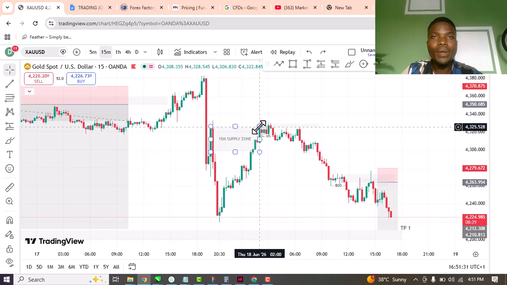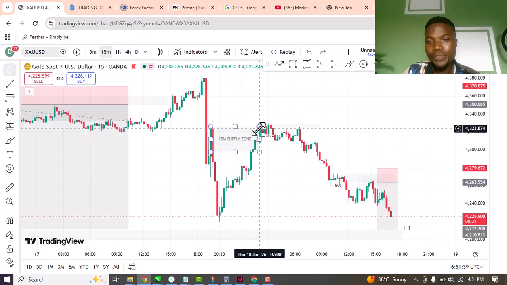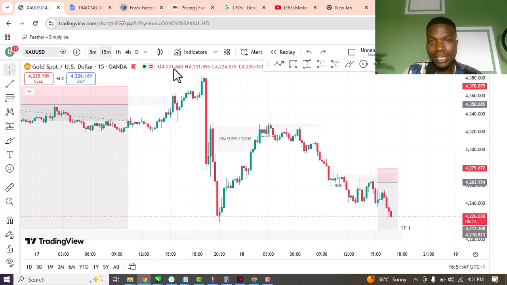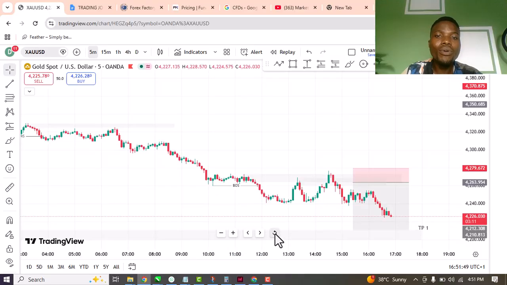Okay, so I use higher time frame to see the direction of price, the bias of price. Then I use 15 minutes to mark out my supply and demand zone, as I have explained earlier. So my entry, I used 5 minutes to enter my trade. Okay, so what did I go and do at 5 minutes?